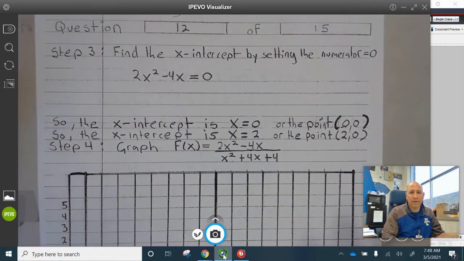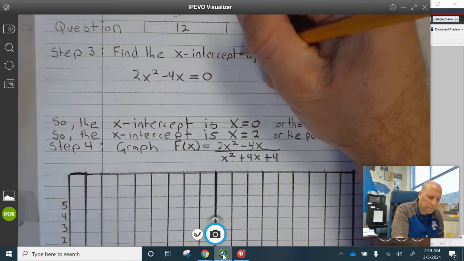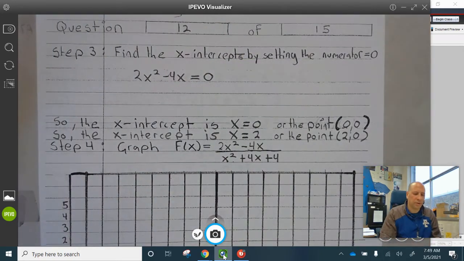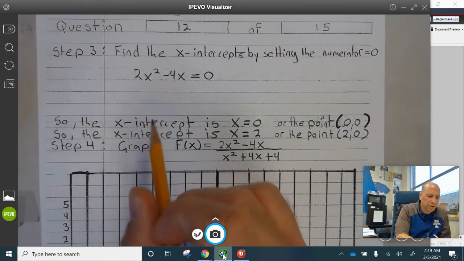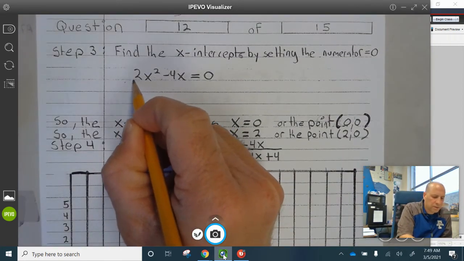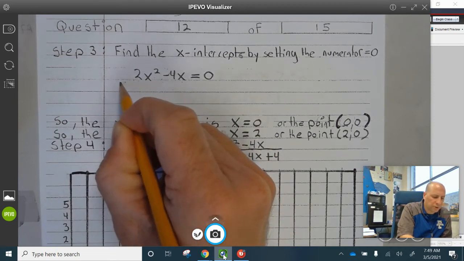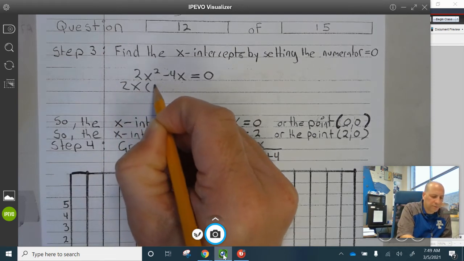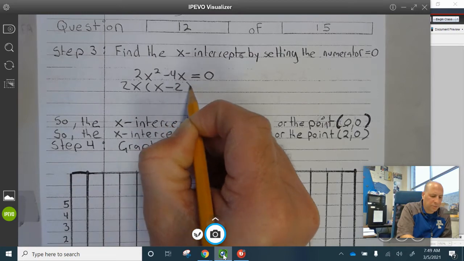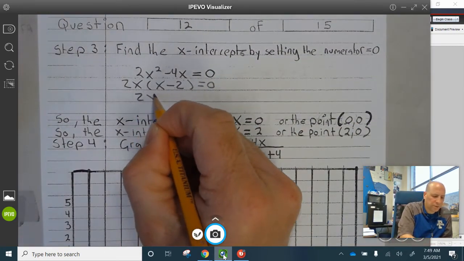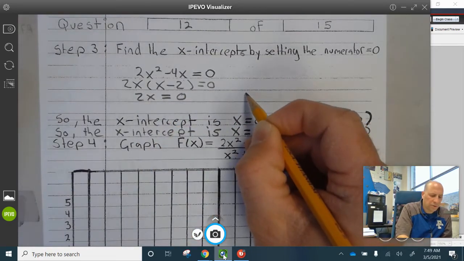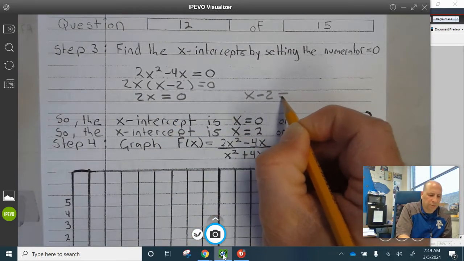Okay. So find the x-intercepts by setting the numerator equal to 0. So we're going to factor. Now we can divide a 2x from each term, so that's 2x, which leaves x minus 2 equal to 0. So we set 2x equal to 0 and x minus 2 equal to 0.